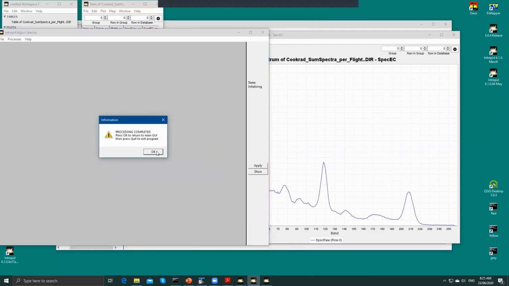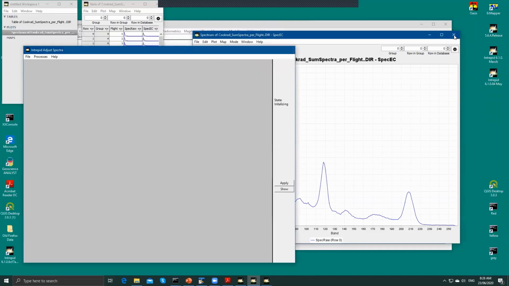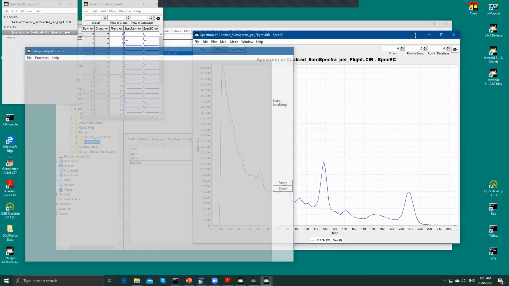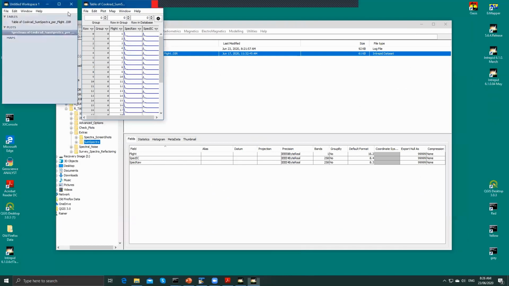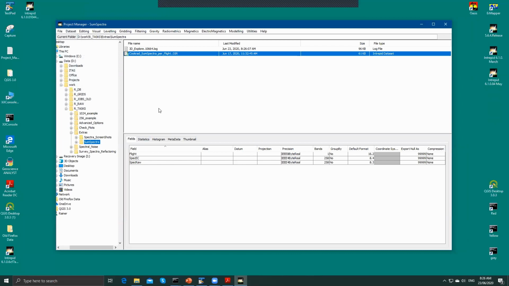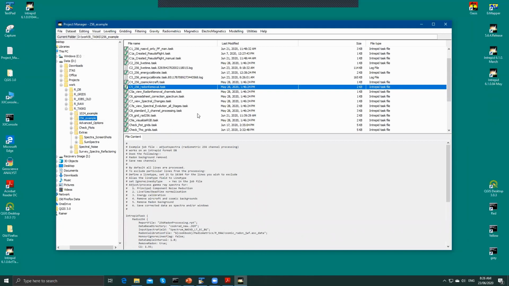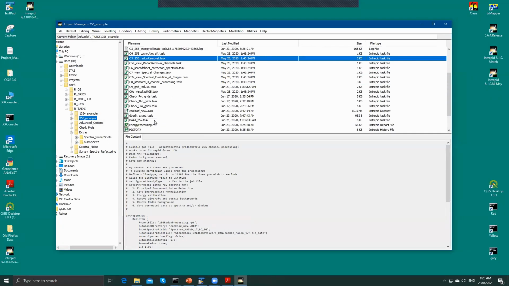Okay, processing completed. It tells me that. So we can close all those windows, even the standard calibration spectrum, which we don't want to see. Go back to our working directory.